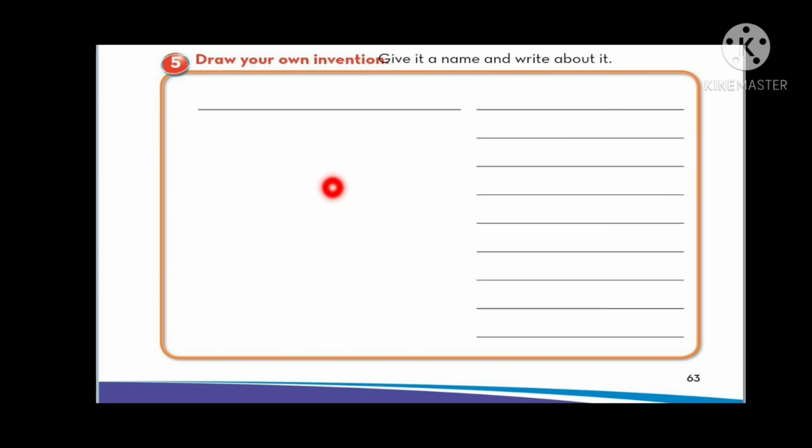If I draw, for example, what? Let's see. I can draw, for example, a clock. ساعة. بدي أحكي it is a clock. It is made of glass, for example, or plastic or metal, whatever you want, and it is used to know time.